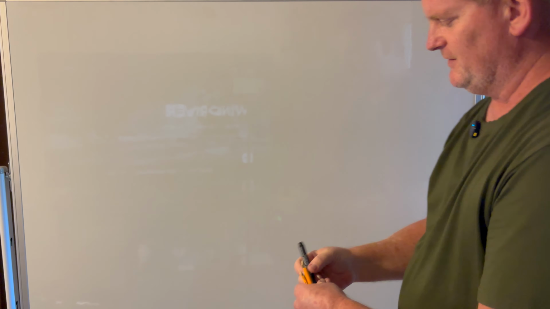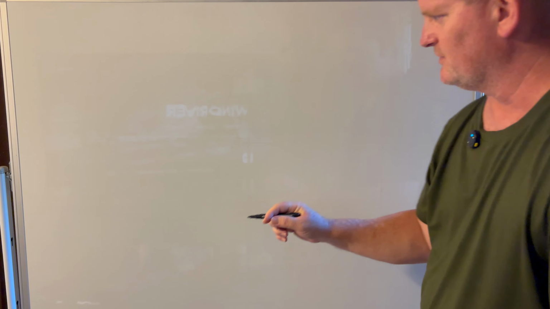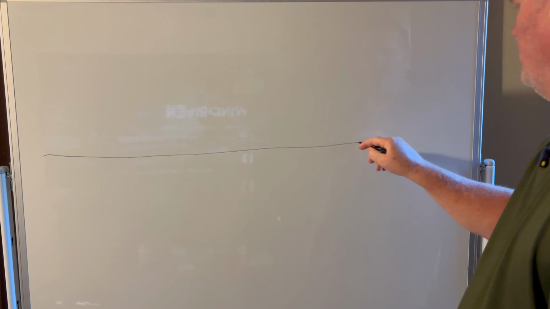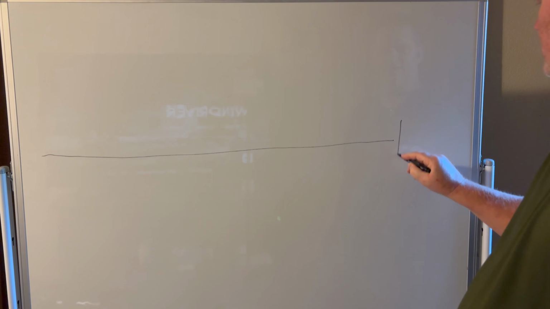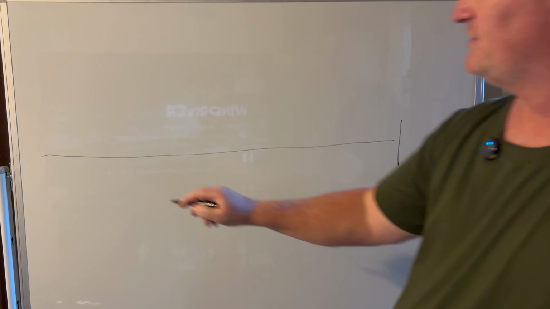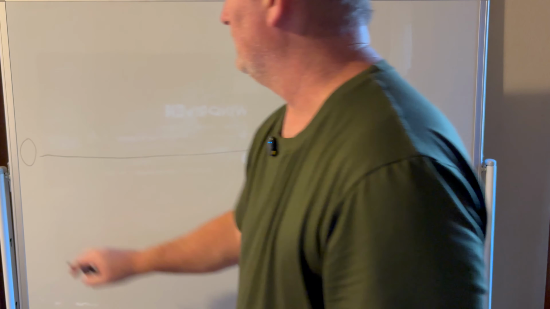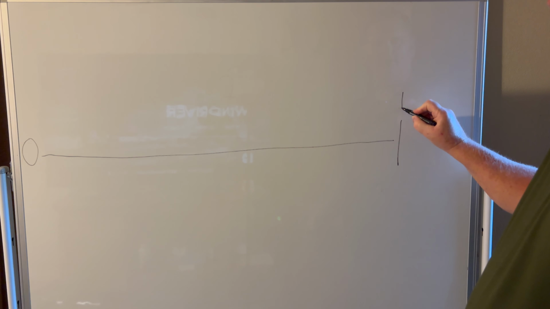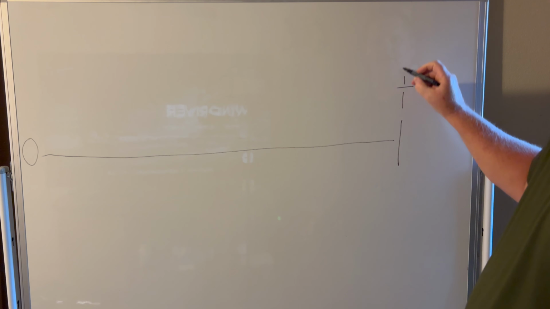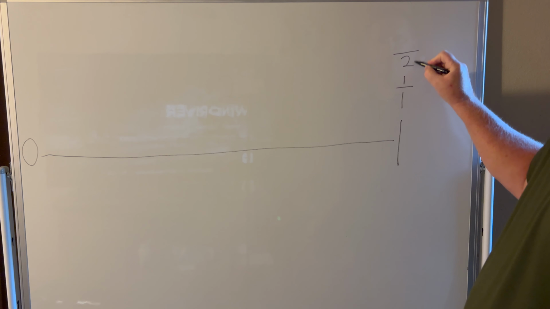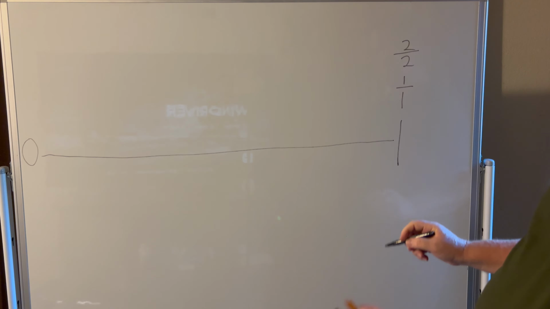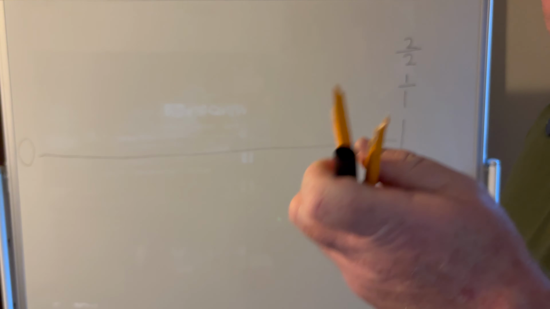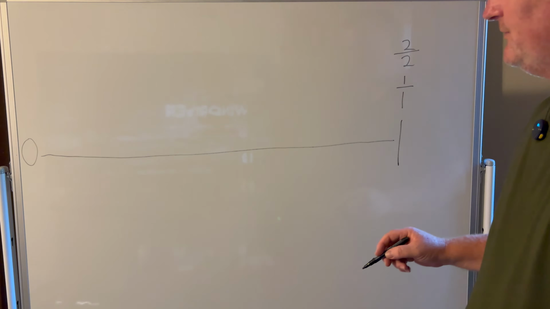So we're going to draw a line across here, and we're going to put 1 over here, and we're going to start with 0 over here. Now, I have 1 over 1, and I have 2 over 2, because I have the whole pencil and I have both of the two pieces that the pencil is broken into.